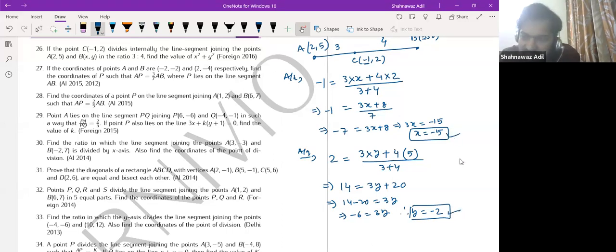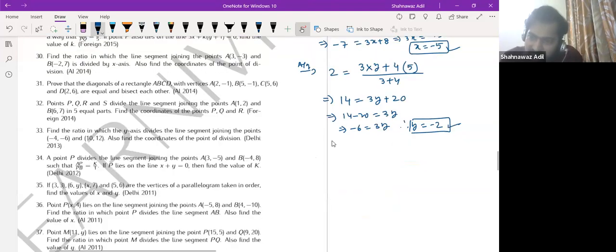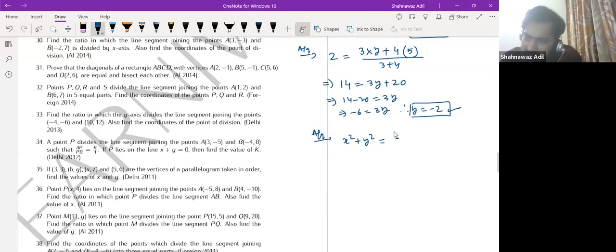And now we have to find out the value of x squared plus y squared. So that would be minus 5 square plus minus 2 square. This is 25 plus 4, so that is 29. So x squared plus y squared would be 29.